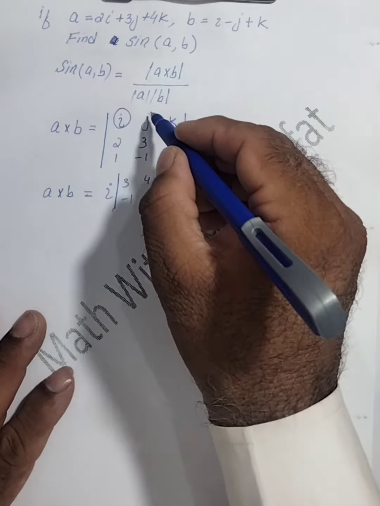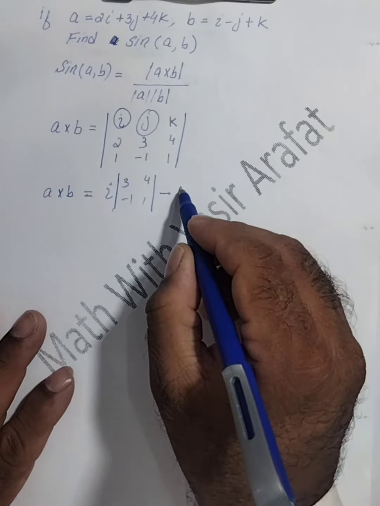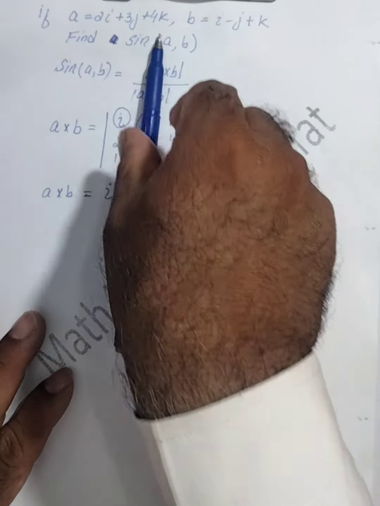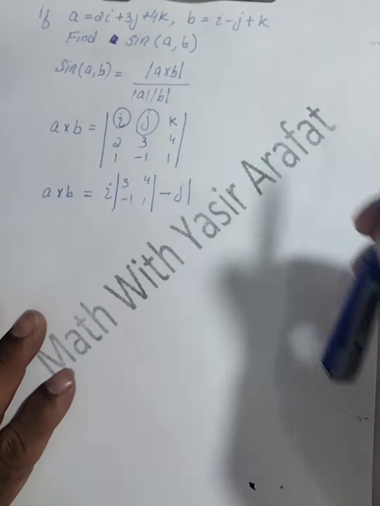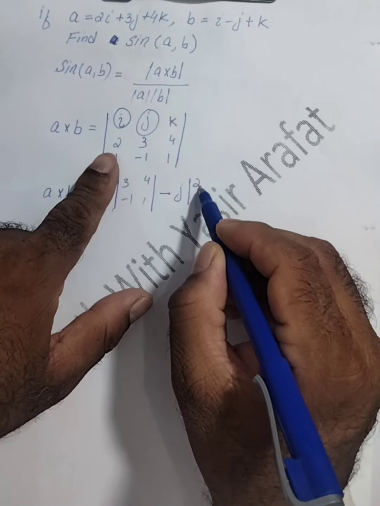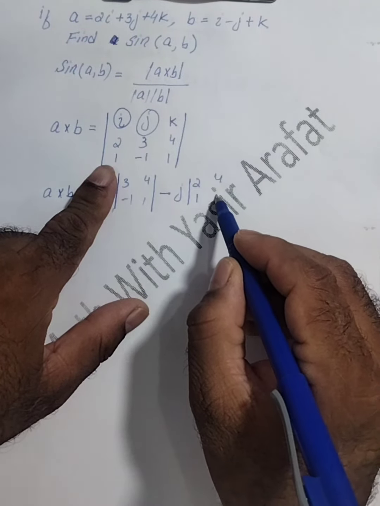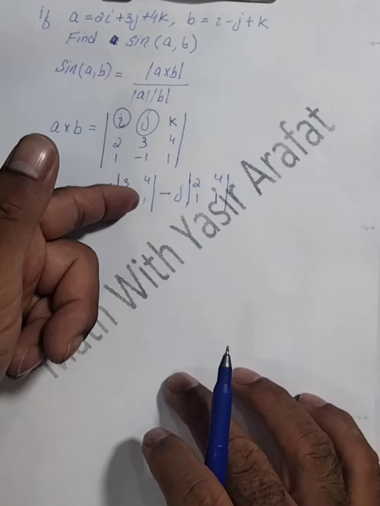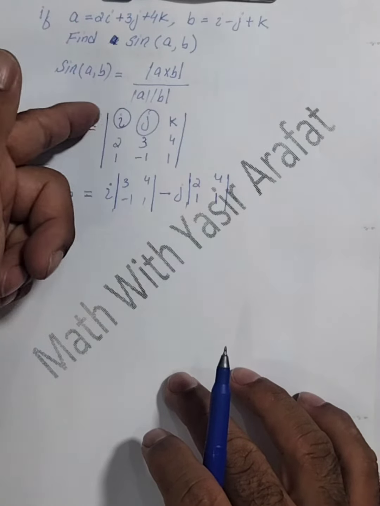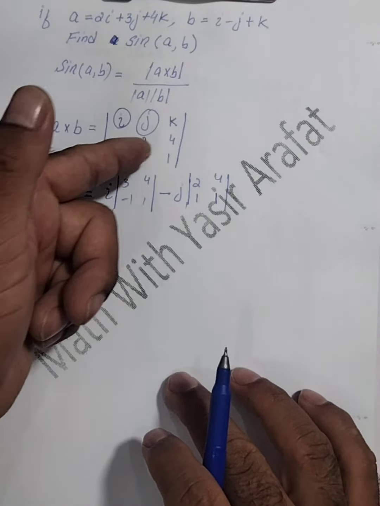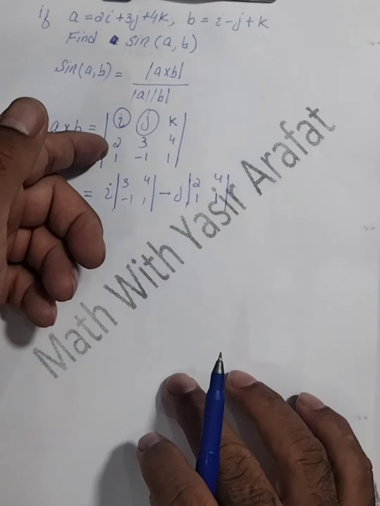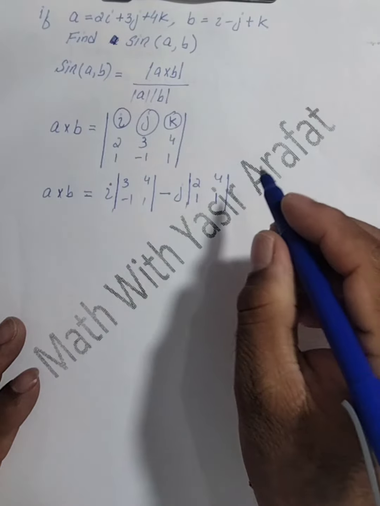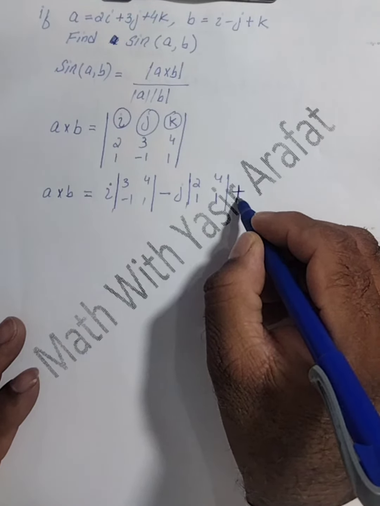Then minus, write down the j component here. Now we have to leave its column and its row. j exists in this column and in this row, so we leave this row and this column and write down the minor determinant, that is 2, 4, 1 and 1. Now plus, minus and plus.